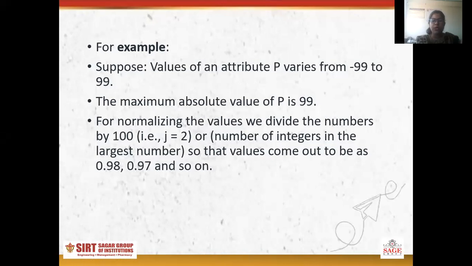So this is how we find the decimal scaling normalization.